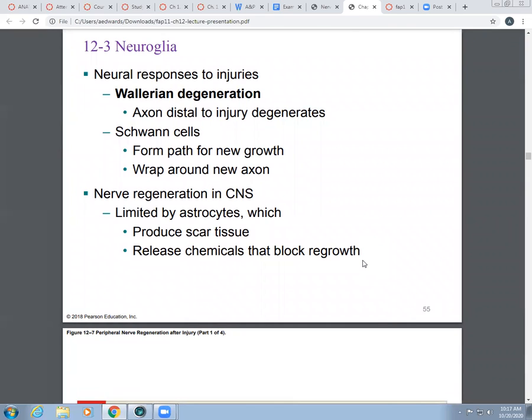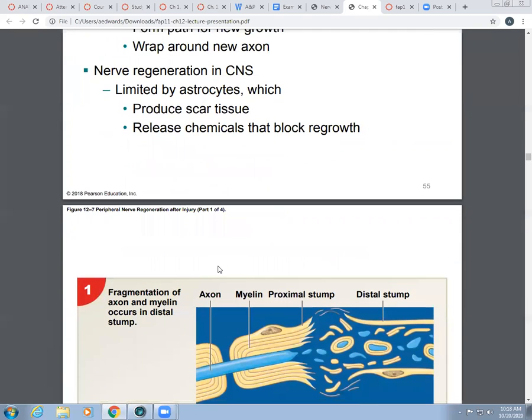Okay, so if you get an injury to your neurons, the axon could degenerate. Schwann cells will wrap around a new axon by forming a pathway for new growth. It's difficult to regenerate your nerves in the central nervous system, and that's because of the astrocytes. They produce scar tissue, and they release chemicals that actually block regrowth of the neuron. So that's part of why getting damage to your nervous system is so bad, because it's hard to regrow the neurons.